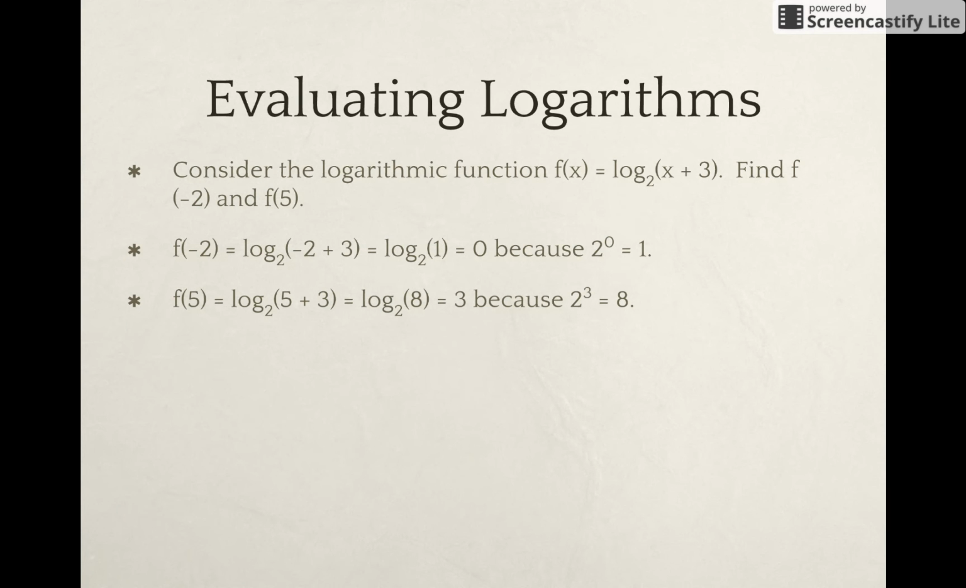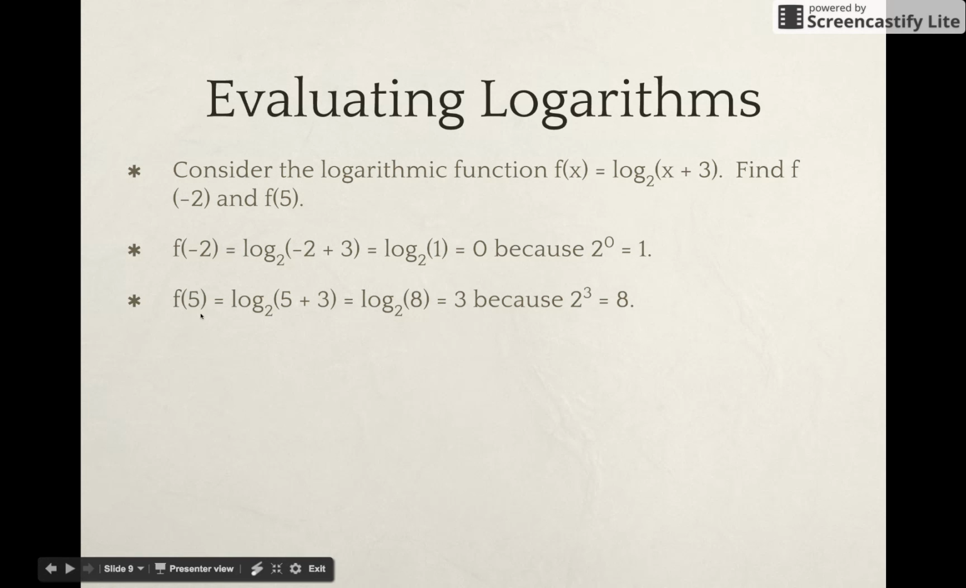Consider the logarithmic function f of x equals the log of x plus 3 with a base of 2. Let's find f of negative 2 and f of 5. To find f of negative 2, we'd let x be negative 2. Notice that we get the log of 1 with a base of 2. And that should be 0, because 2 to the 0th is equal to 1.